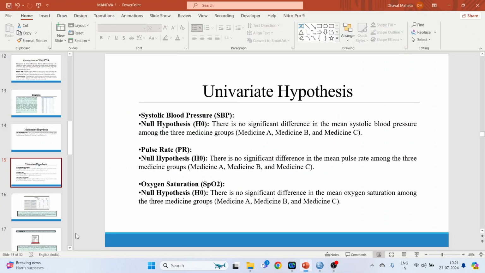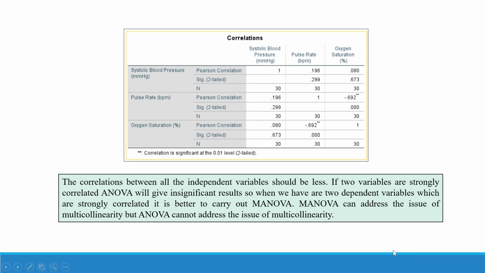So here I have written the interpretation for it. The correlations between all the variables should be low. If two variables are strongly correlated, ANOVA will give insignificant results. The basic ANOVA will give insignificant results. So when we have two dependent variables which are strongly correlated, it is better to carry out MANOVA. MANOVA can address the issue of multicollinearity, but ANOVA cannot. Now let's proceed further.